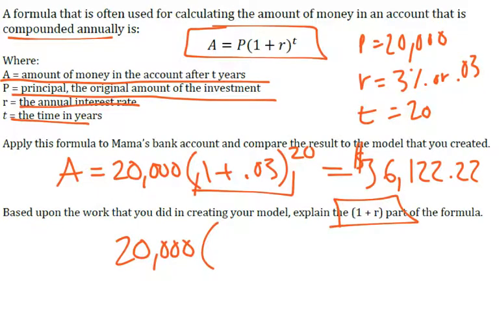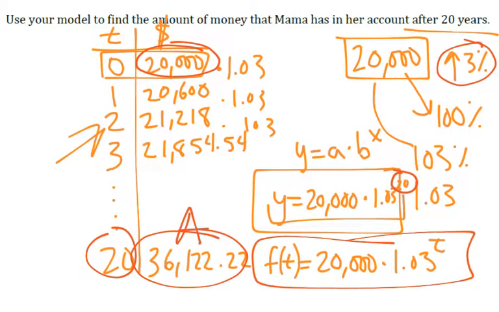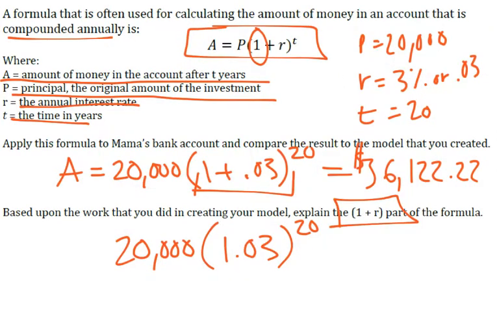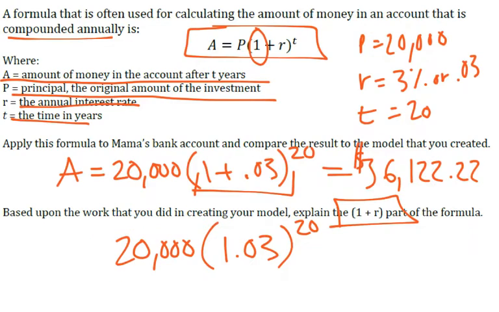Can we put 1 plus 0.03 together? Yeah, because it's inside parentheses, it would be 1.03. Doesn't that look a lot like the one we did? It does. So what does that mean? So that 1 is like the 100%, because we're taking that amount and adding to it. And we're adding the 3%.